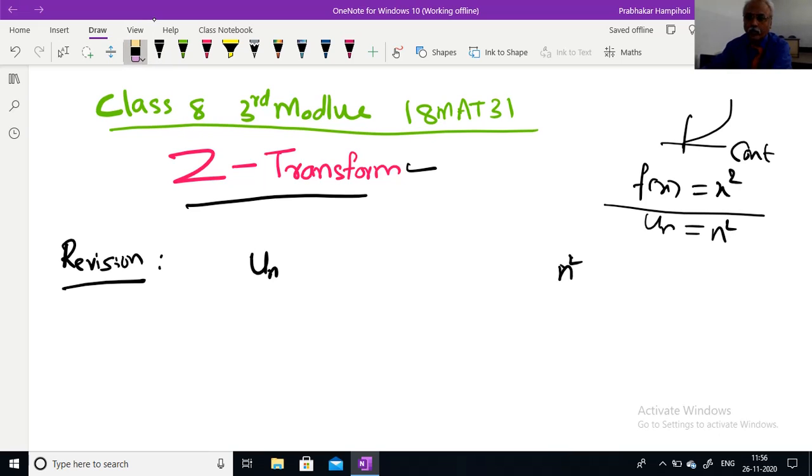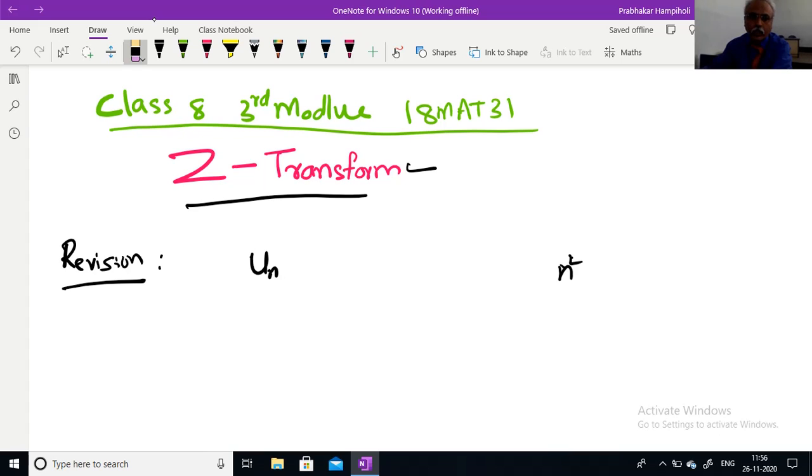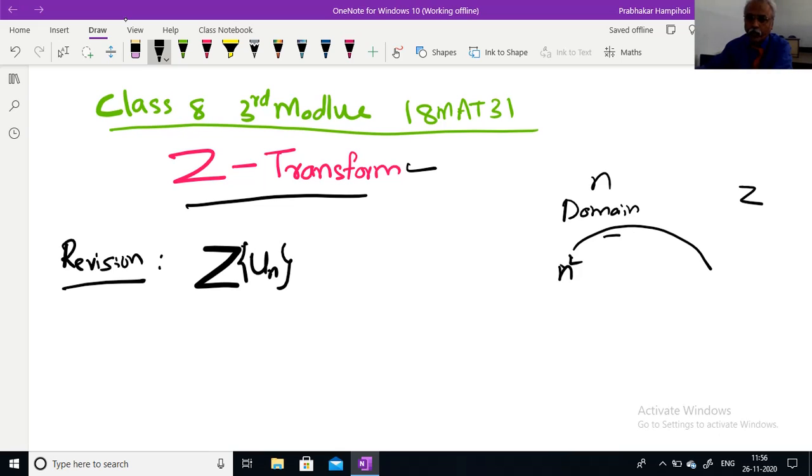So what happens is, after the transformation, just like Z transformation we write Z, F transformation F, Laplace transform L. So here we are transforming from an n function to some Z function via the Z transformation. Something in Z we are going to get. How we transform, this is the definition I am revising.